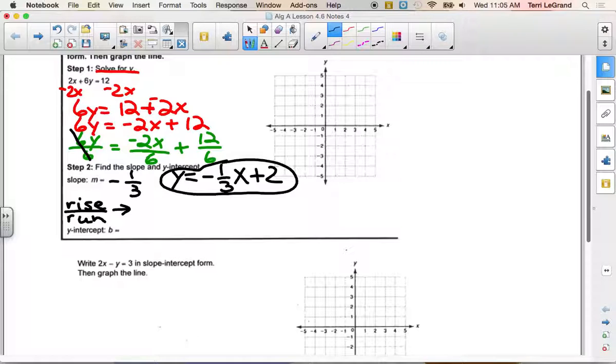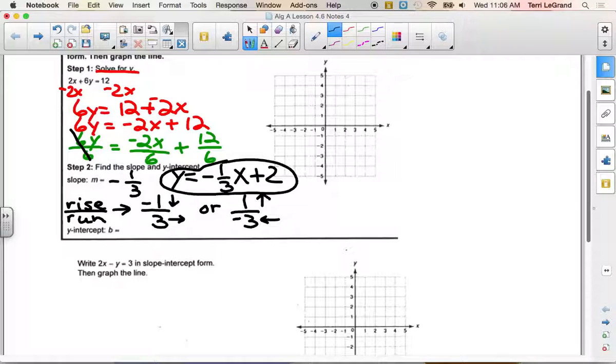Rise over run. We have 2 different ways we could do it. We could give the negative sign to the 1, which would mean we'd go down and right. It's one of our choices. Or, what can we do? Make the 1 positive and then give the negative sign to the 3 instead, which means we'll go up and left.